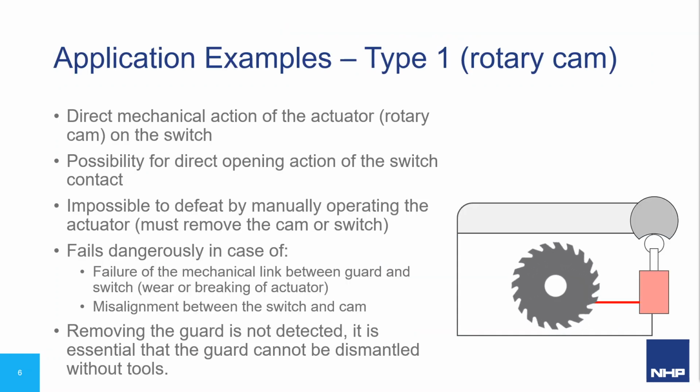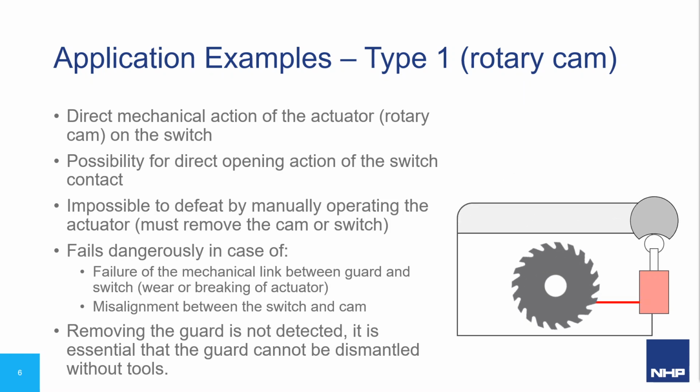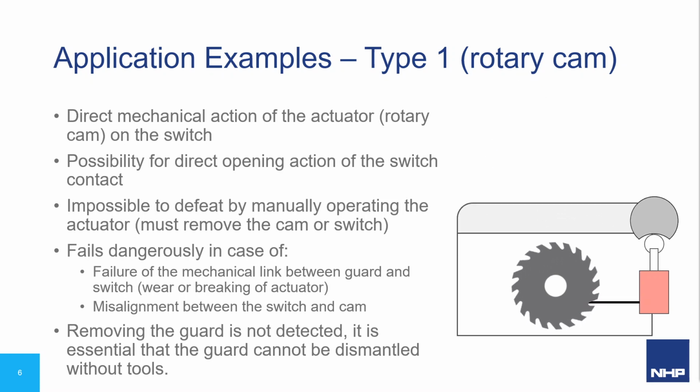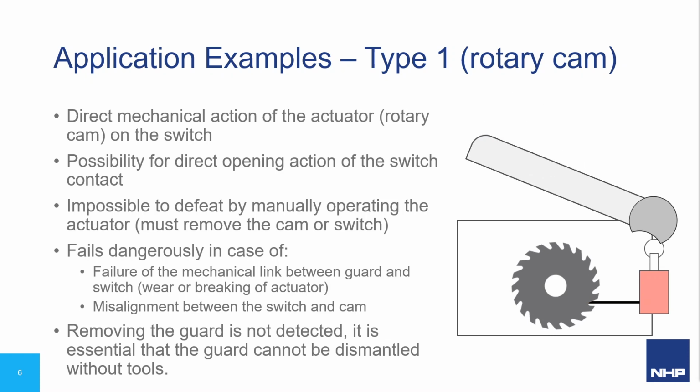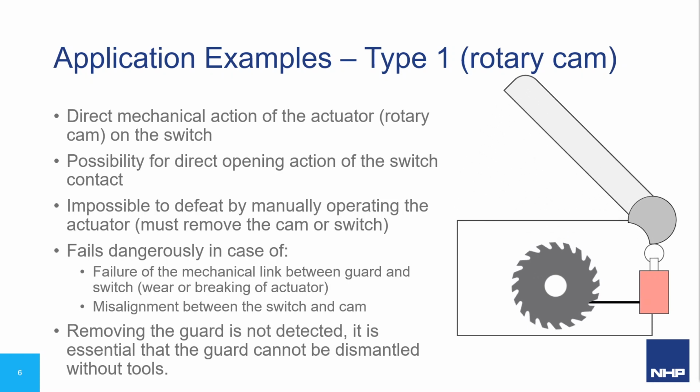This is an example of a Type 1 interlocking device. In this case, a roller plunger limit switch is fixed to an enclosure with a hazard inside. The lid has a rotary cam attached to it, which is what presses against the limit switch. As you can see from the animation, when the lid opens, the cam rotates and pushes down on the switch, disabling the machine. When the lid closes again, the limit switch is released and the machine is able to be started again.